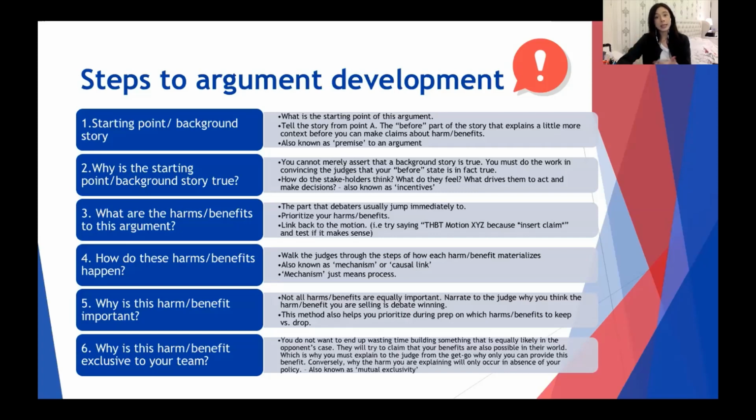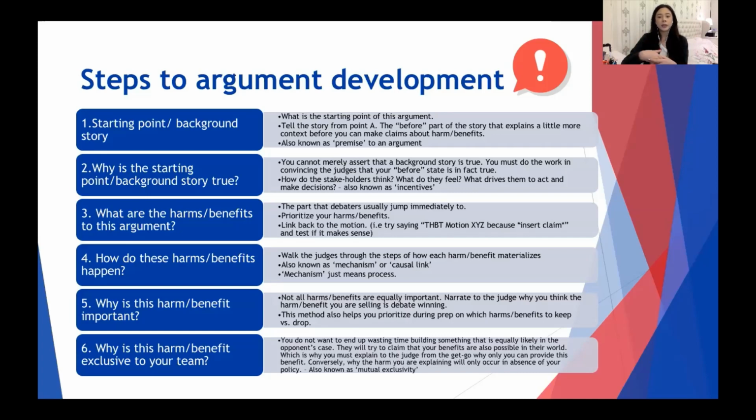So after you're done doing that, the fifth thing you want to do is explain to the judges why this harm or benefit is important. Because as mentioned before, not all harms or benefits are equally important. You need to narrate to the judge why you think this specific harm and this specific benefit you are selling is in fact debate winning. When you ask yourself whether or not this is important, consider whether it affects more people, or maybe it affects a smaller number of people in irreversible ways, where numbers don't matter. It's about the magnitude of the pain that they feel, or maybe this is something that is very time sensitive. These are all different ways in which you can impact your argument by saying why it's important.